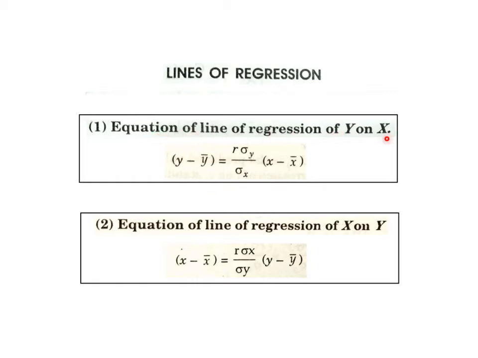Equation of line of regression of y on x, and the other formula is given for the equation of line of regression of x on y. Y minus y bar is r sigma y by sigma x, x minus x bar. And then x minus x bar on one side, y minus y bar on the other side, and then r sigma x by sigma y. R is okay in the numerator, but sigma y and sigma x are interchanging their positions.